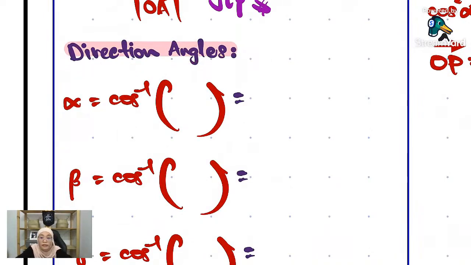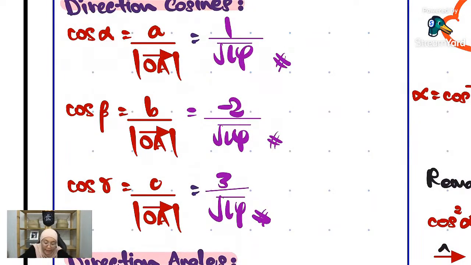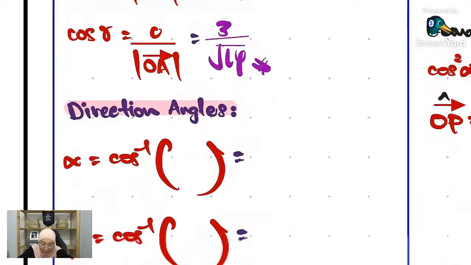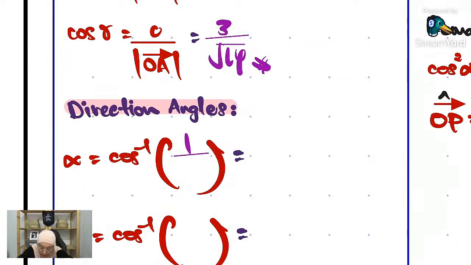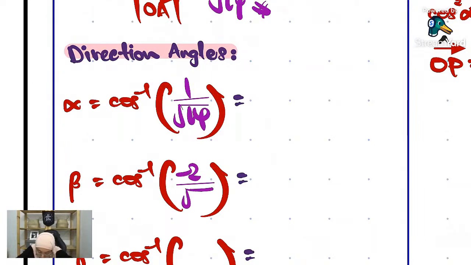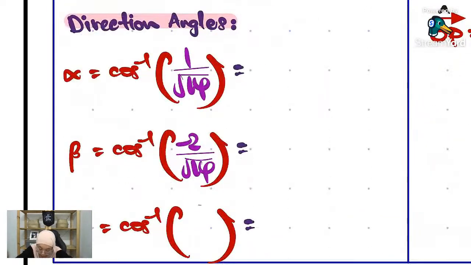How about direction angles? So direction angles is easier, lagi senang sebab dia mesti cari cosine dulu. After dah cari cosine alpha, you can just make alpha as a subject. You will get shift cos times it with 1 over square root of 14. Very easy. So basically, you just jadikan alpha sebagai subject, jadikan beta sebagai subjek, dan jadikan gamma sebagai subjek. Basically itu je sebenarnya.